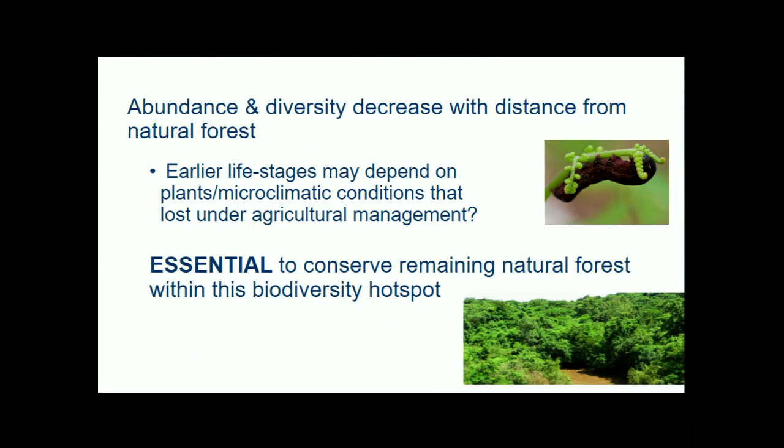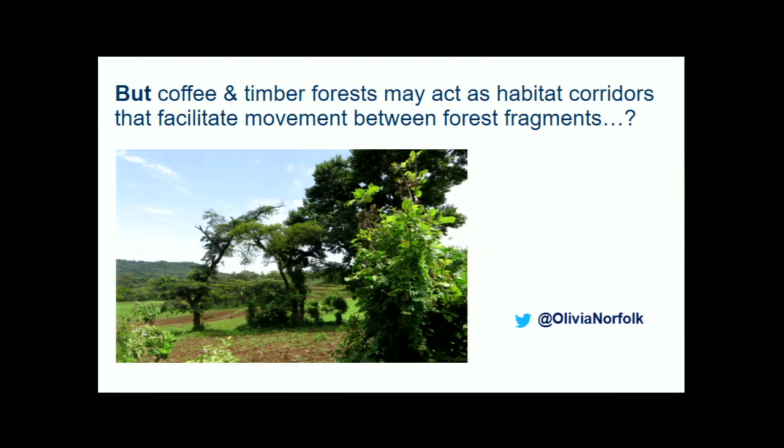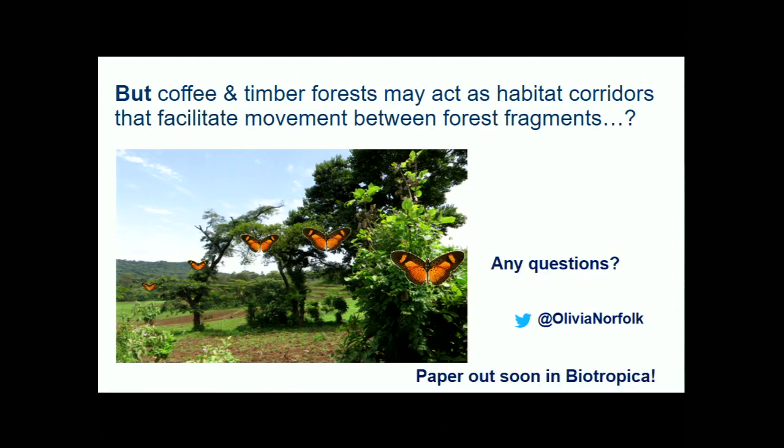So it really is essential to conserve the forest. I don't think anyone in this room would disagree with that, but there's no way that we're going to conserve these butterfly communities without protecting that natural forest. The results of this study show that these traditional coffee forests and potentially these monoculture eucalyptus plantations may be able to support movement of adult butterflies through the matrix. Understanding more about that process of movement will clearly be important for planning landscape management within the region. That's it. Thank you for listening.